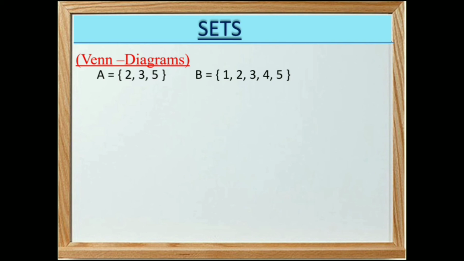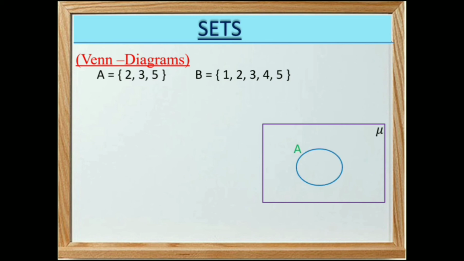In this case, how can we represent the Venn diagrams? First, draw a rectangular shape. Here A is a subset of B means A is inserted in B. Circle A is inserted in B, like this we have to represent.